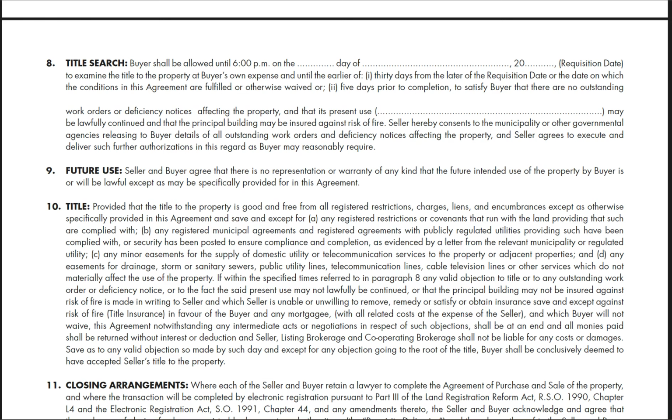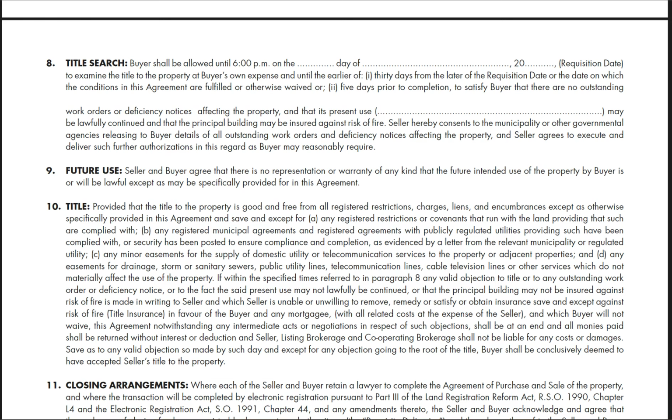Generally, the lawyers would be talking back and forth, and that is how it would go. So before the requisition date, the buyer's lawyer would review the property titles, the zoning, any municipal regulations, outstanding work orders, so if there's an open permit, and any insurance eligibility, whether the property can be insured against any fire.